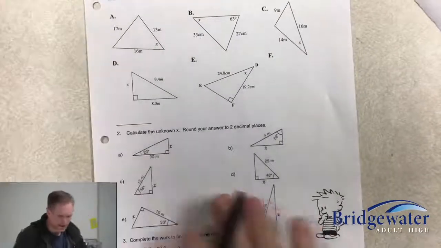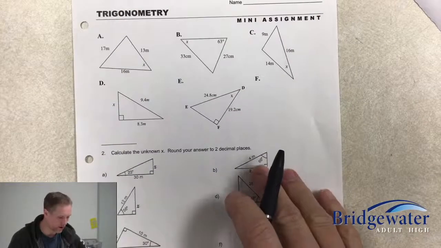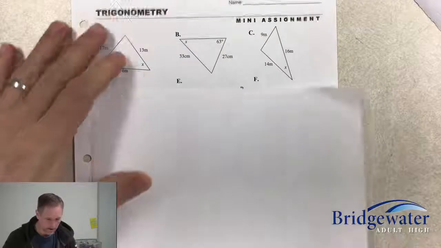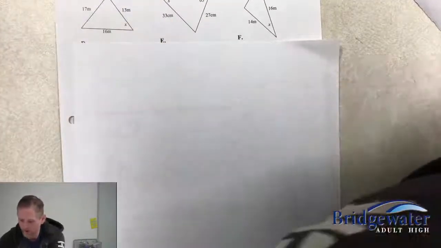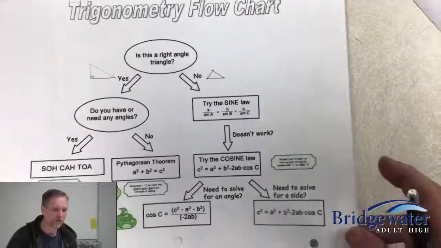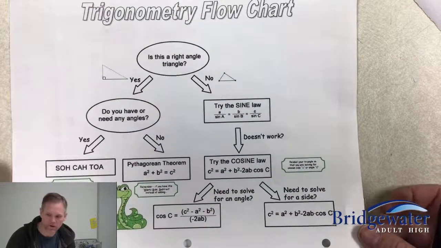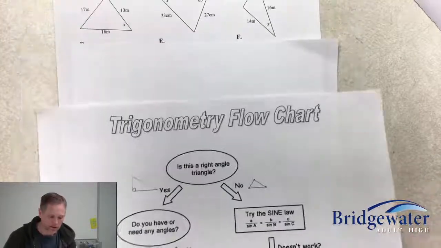Here we go. Now, how do you know if it's a cosine law question or not? You don't. That's the whole point. And that's why we have this flow diagram, because you don't know if it's going to be cosine law or not. Now, after doing a couple hundred of these things, you can probably take a look pretty quick. Oh, that's cosine law right away.